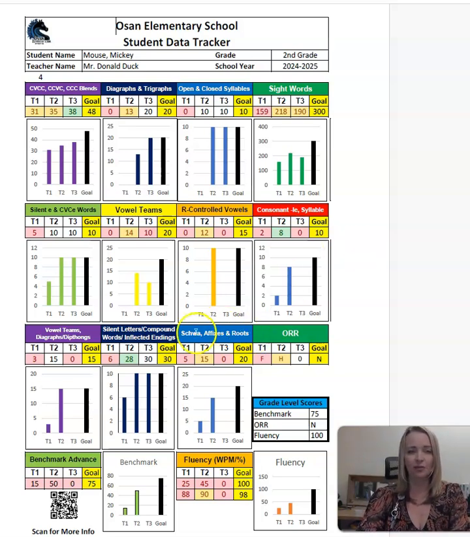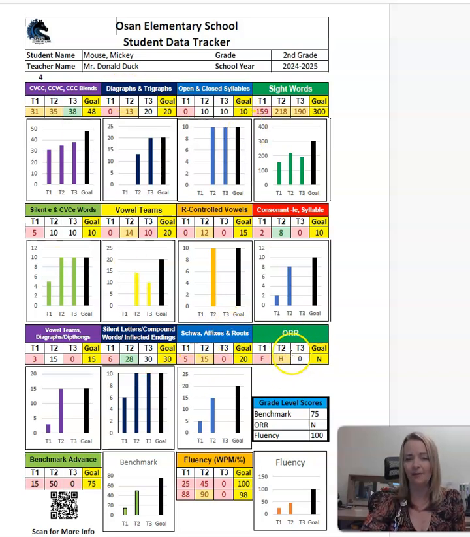Next we have the schwa and the affixes and the roots. Schwa examples are words with the sound at the beginning, so above, alone. And then examples of the prefixes: you have your prefixes, your affixes, and your suffixes. So unhappy or painless. So that covers most of the skills that we have right there.